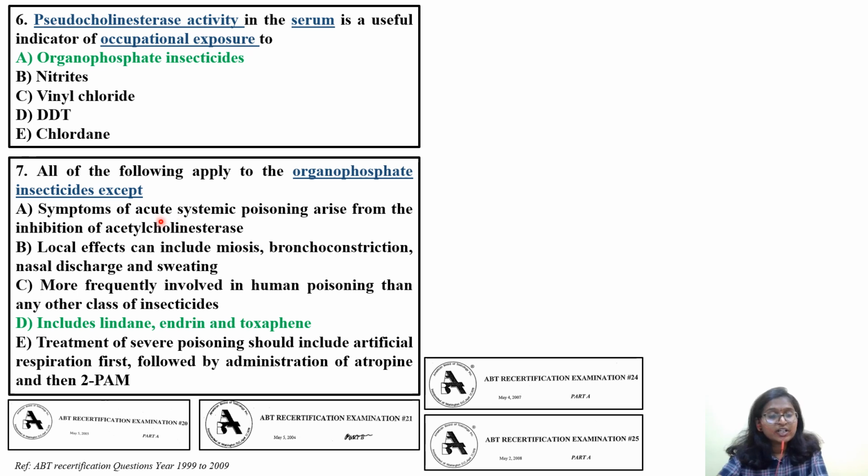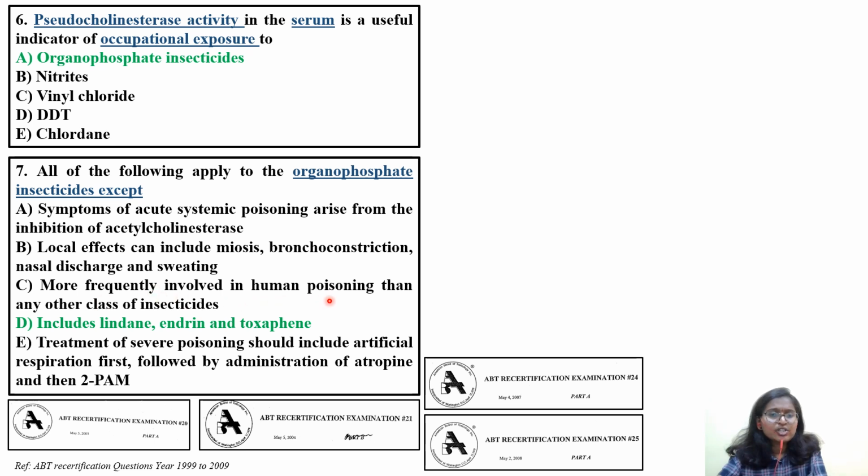Sorry, the first one is correct only. Symptoms of acute systemic poisoning arise from inhibition of acetylcholinesterase. This is true because the second option is also the same. Local effects can include miosis, bronchoconstriction, nasal discharge, and sweating. This is perspiration. In the table you have seen. So organophosphate insecticides, all these things it is causing.